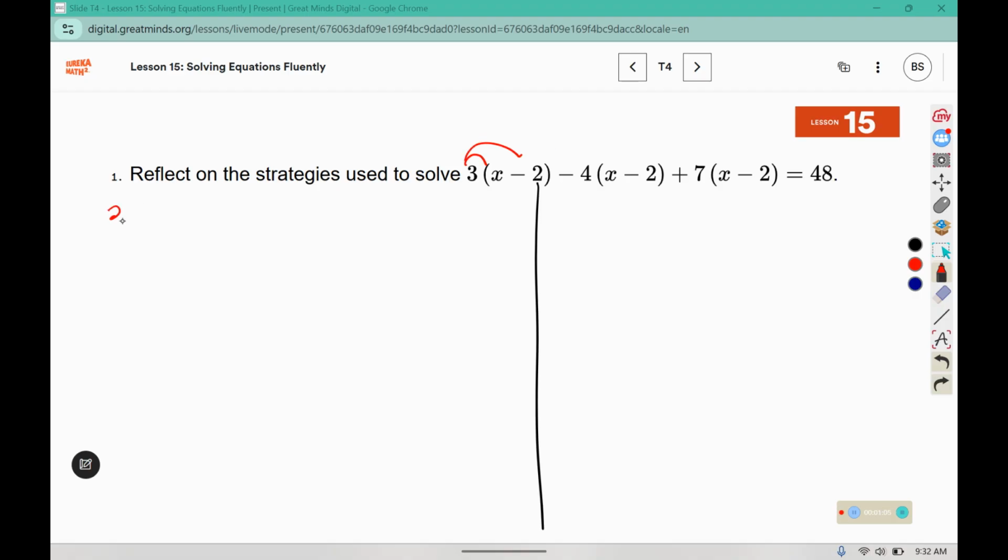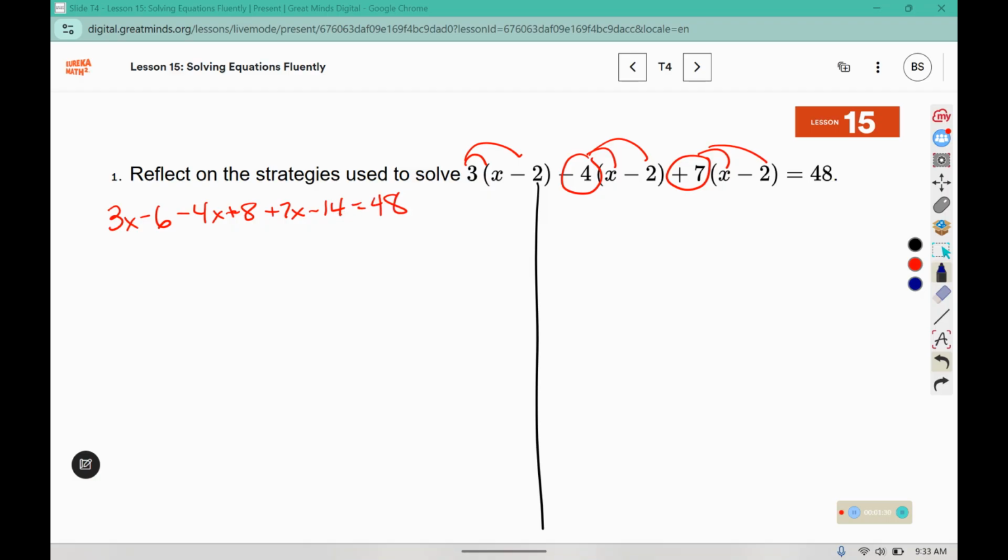So 3 times x is 3x. 3 times negative 2 would be negative 6. Then we distribute this one. Negative 4 times x is negative 4x. Negative 4 times negative 2 is positive 8. Positive 7 times x is positive 7x. And positive 7 times negative 2 is negative 14.